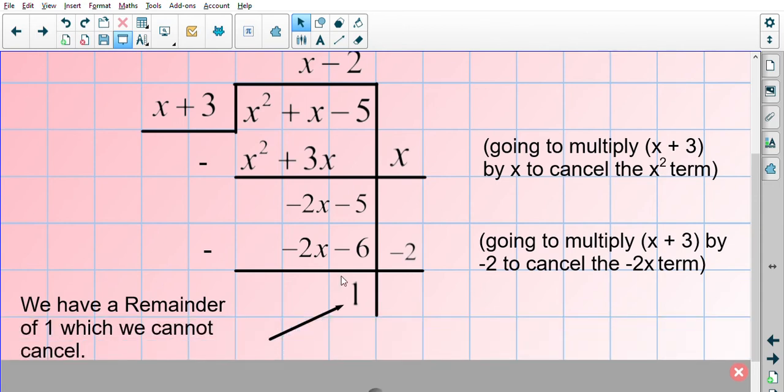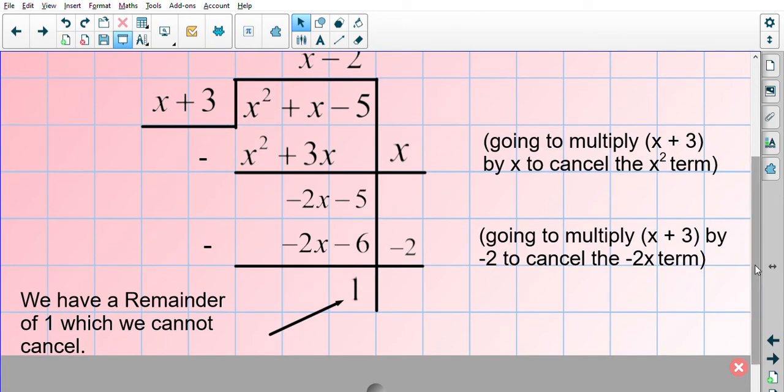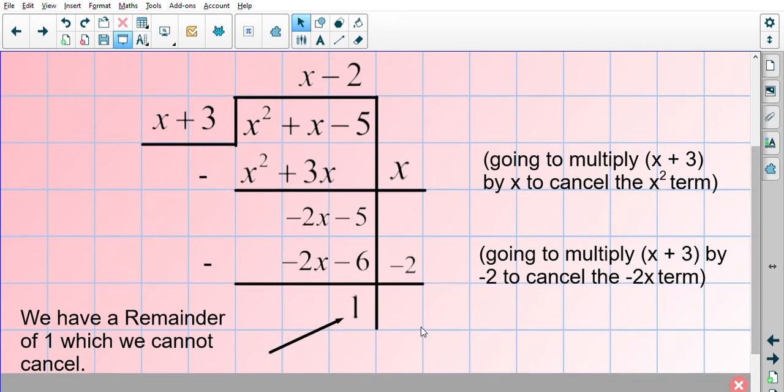However, I cannot cancel this out now. My biggest term here was x, and I cannot multiply this by something to end up with no x's there. So that's why 1 is now my remainder. I can't get rid of it, that's what was left. Now that is key because that 1 is still part of our question. That is an important part we need to remember.